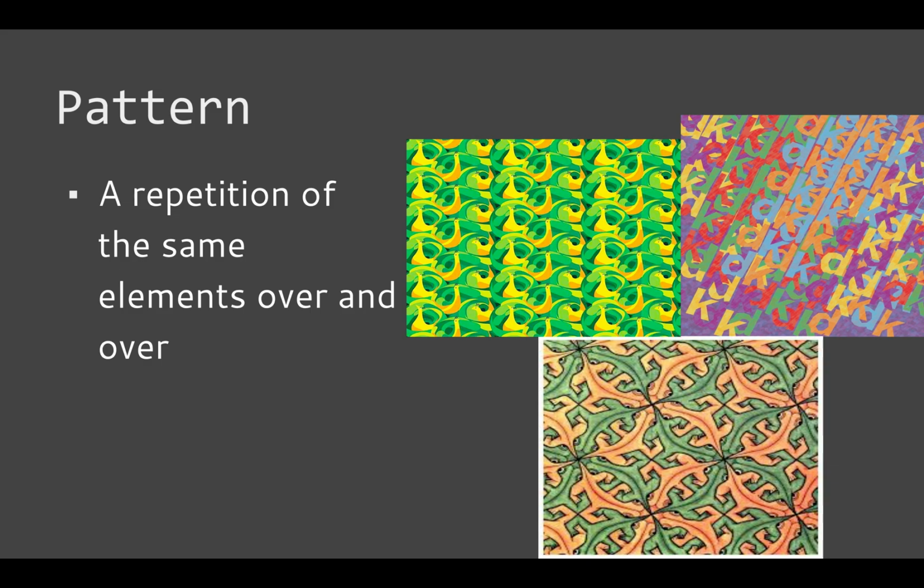Pattern refers to any repetition of an element over and over again. Repetition can be used to represent eternity. Repetition can be used to create patterns, such as the tessellations shown here by M.C. Escher on the lower picture. It can also be used to create a sense of expectancy, and then that can be subverted with something that contrasts the pattern and draws attention.